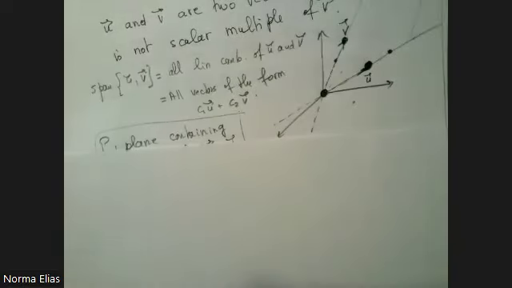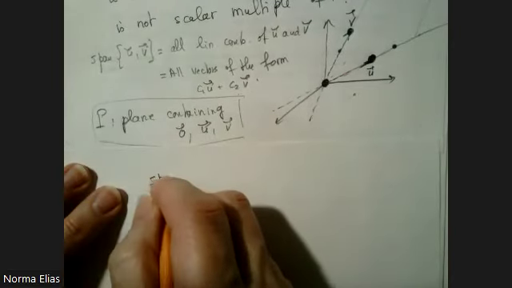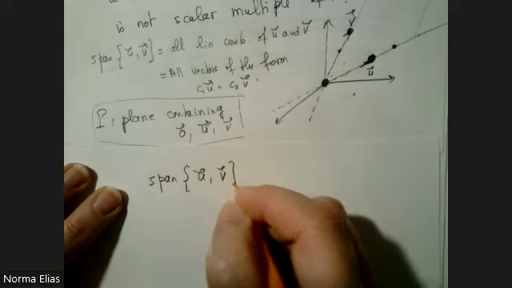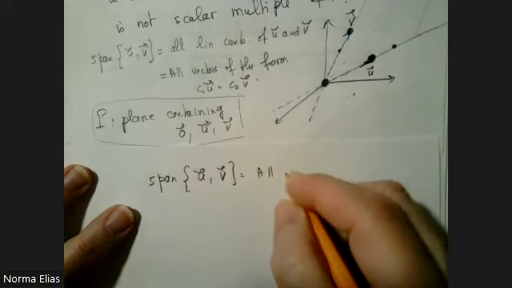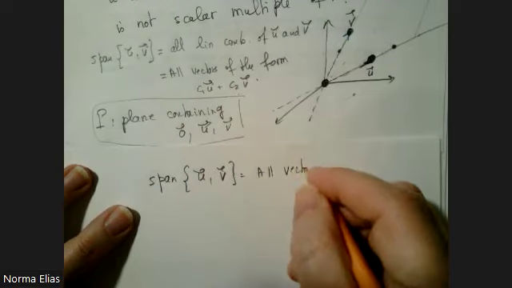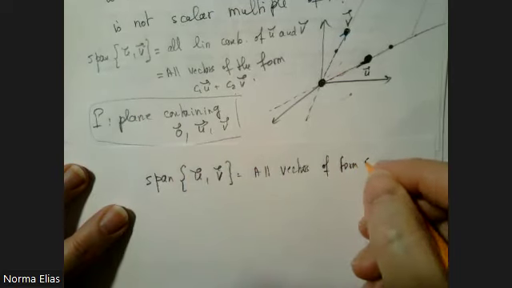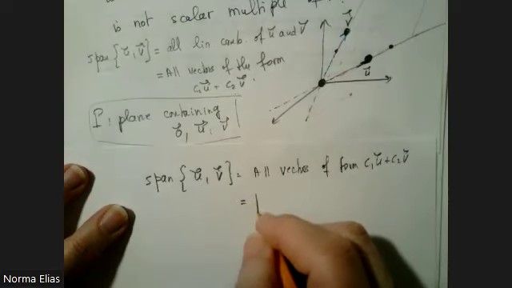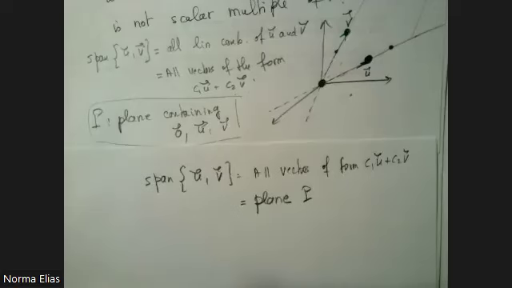So the span, geometrically, of the vectors U and V is going to be, of course, all vectors of the form, algebraically, C1U plus C2V, and geometrically, that's going to be the plane P. That's the only vectors that we can reach.